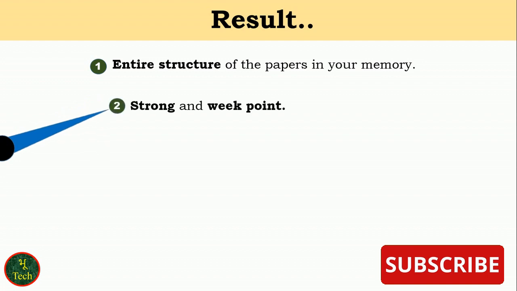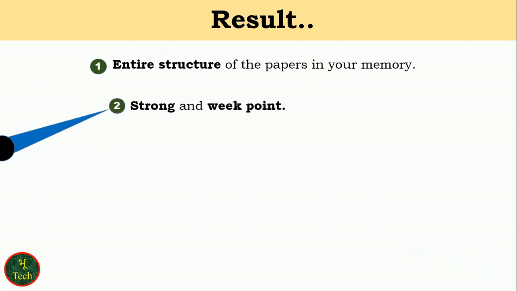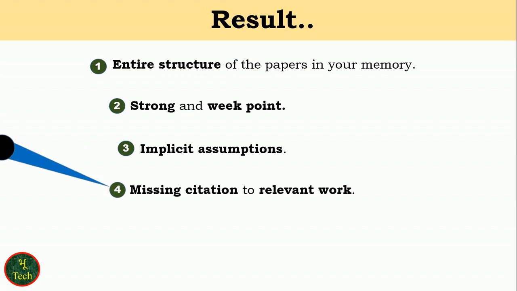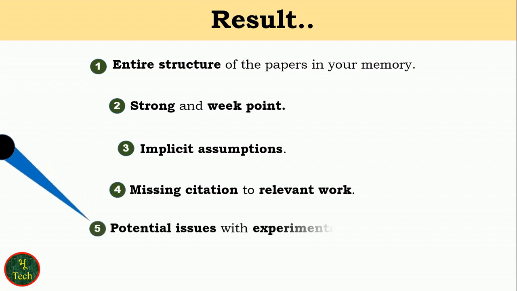You will find the strong and weak points of that work. You have identified the assumptions and you can note them down as your research gap findings. During this step, you can note down ideas for future work. You will be able to find the missing citations to relevant work. You will be able to find potential issues with the experimental and analytical techniques.